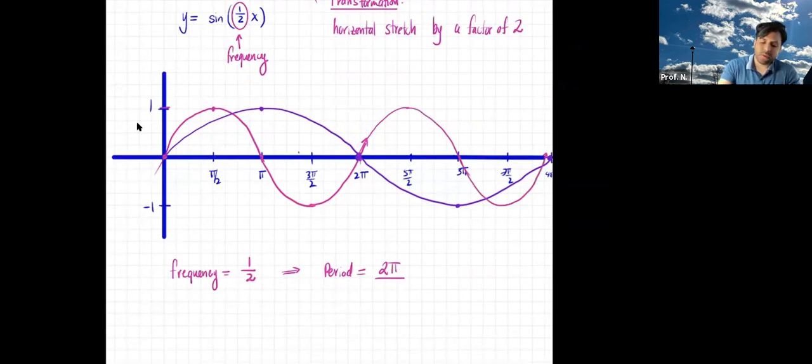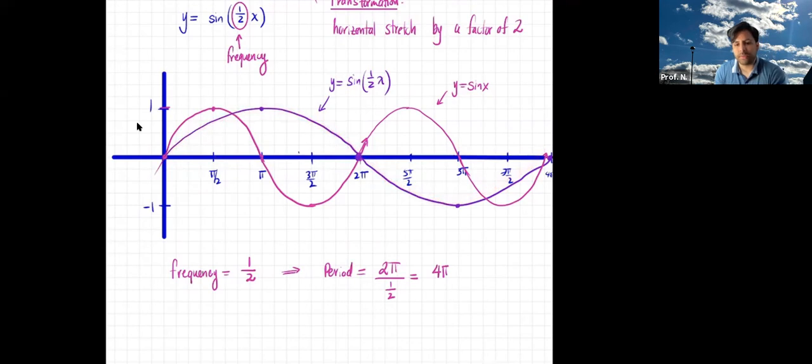So this is the normal parent function, y equals sine of x. And this is y equals sine of half x. And so the frequency is 1/2. The period is 2 pi over 1/2. But when you divide by a fraction, you multiply by the reciprocal. And so that's why you get 4 pi instead. So my period is 4 pi. Every 4 pi units, I see only one sine curve. And everything else is intact.